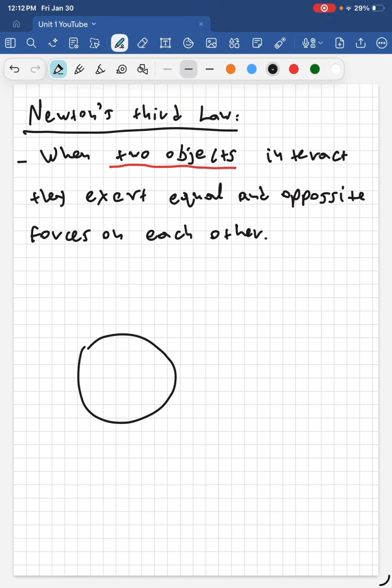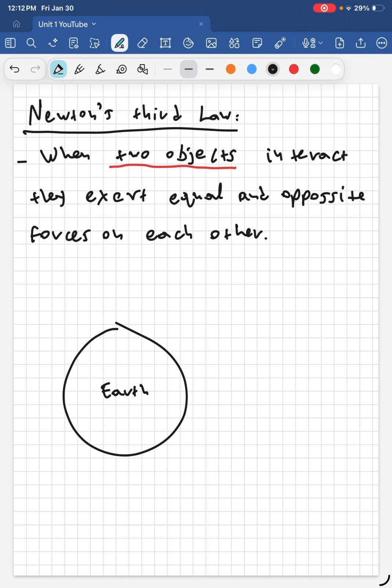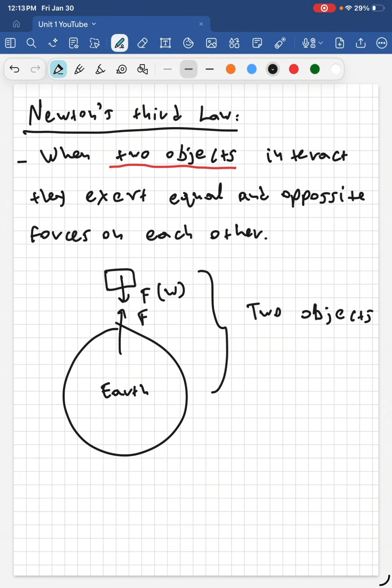So maybe you have the Earth and an object falling towards Earth. The object experiences a force, F, which we know is its weight. At the same time, the object actually attracts the Earth up with the same force, in the opposite direction. Note that here we have two objects, so Newton's third law applies here.